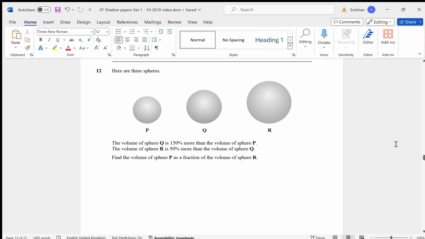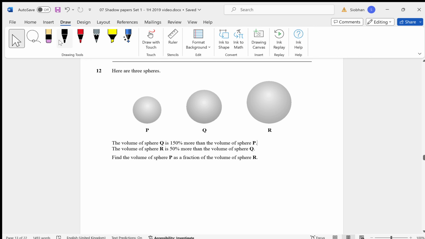Okay, so I'm going to go through the rest of the paper today, questions 12 to 22. So this next question, I don't think anyone actually got this one correct. There's a couple of ways you can do this one.